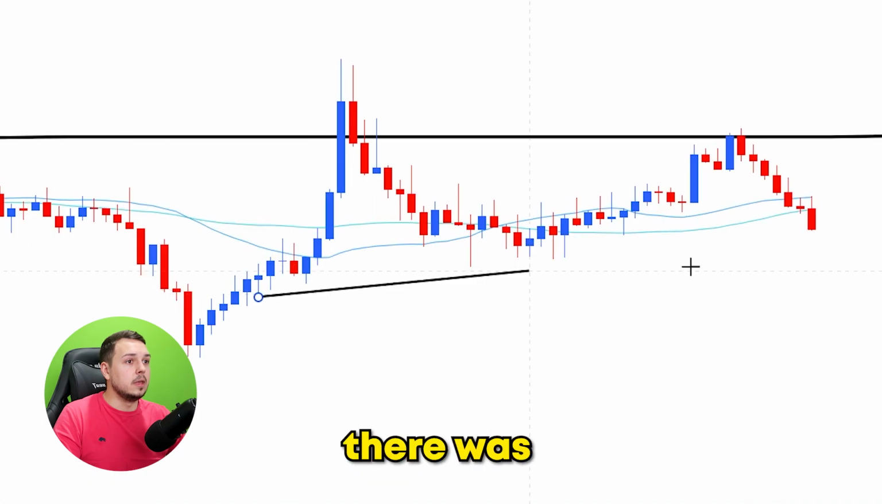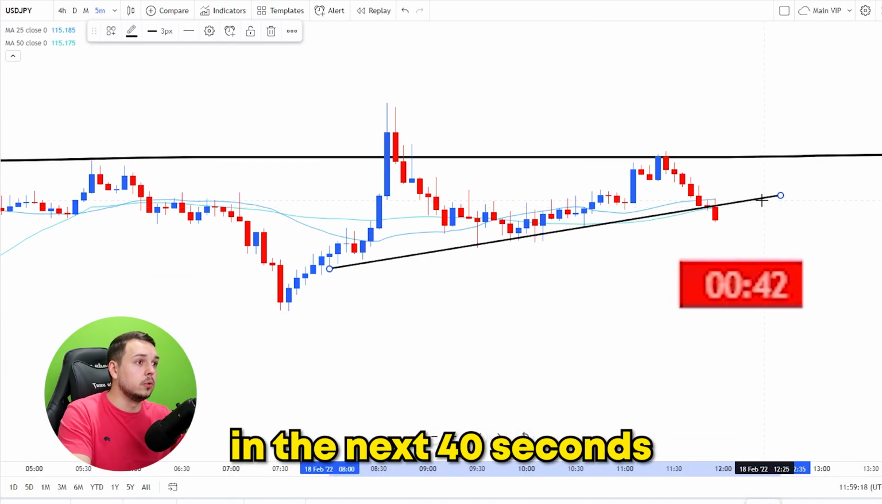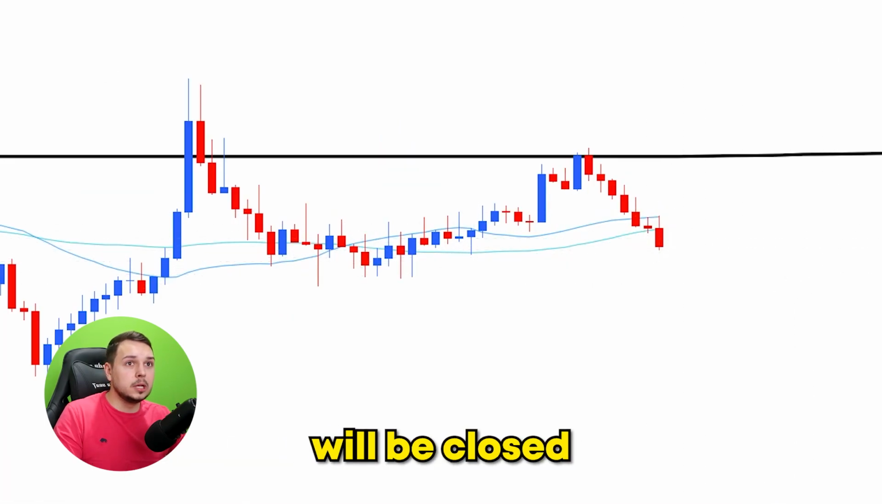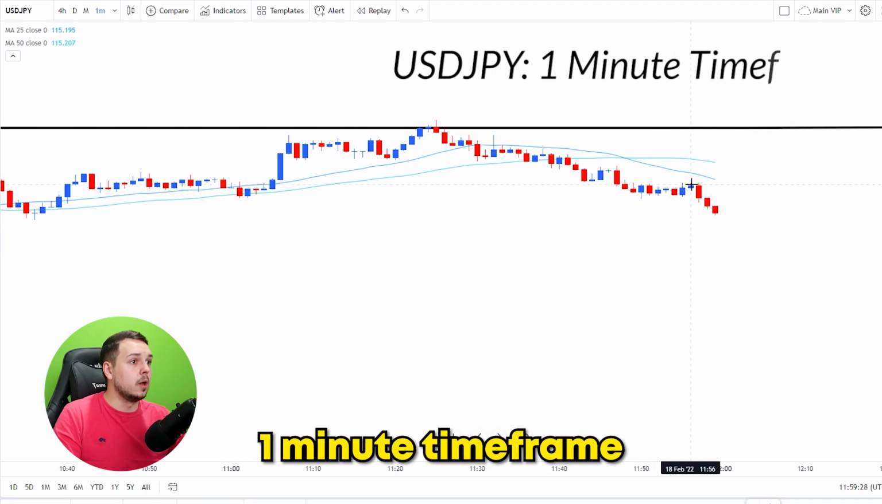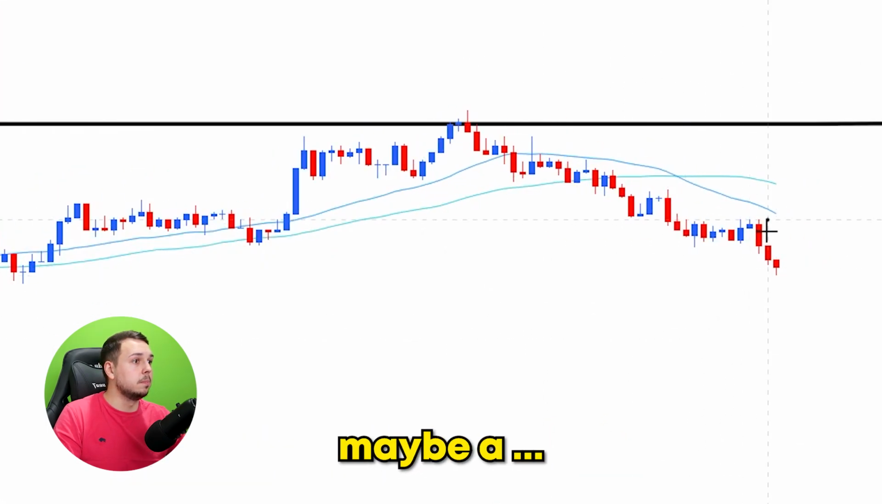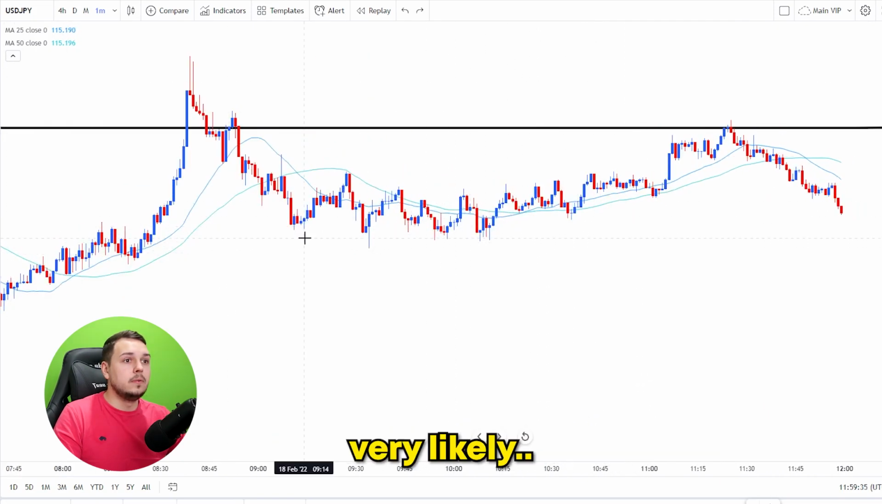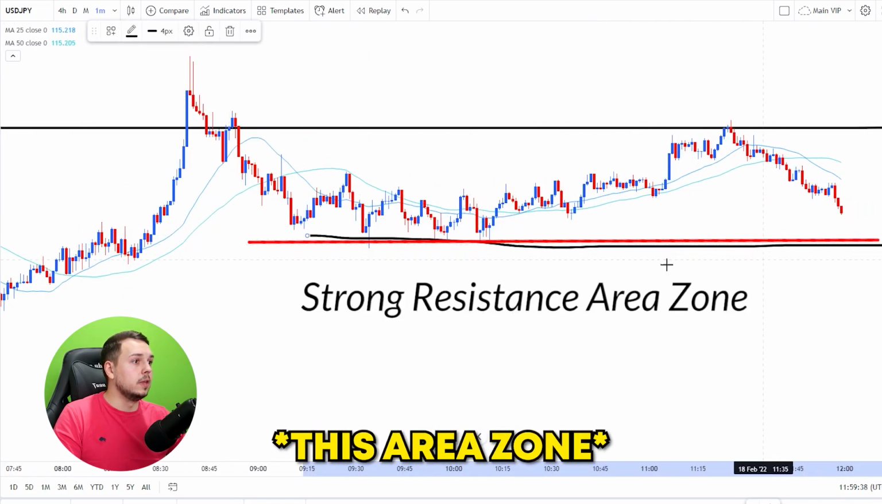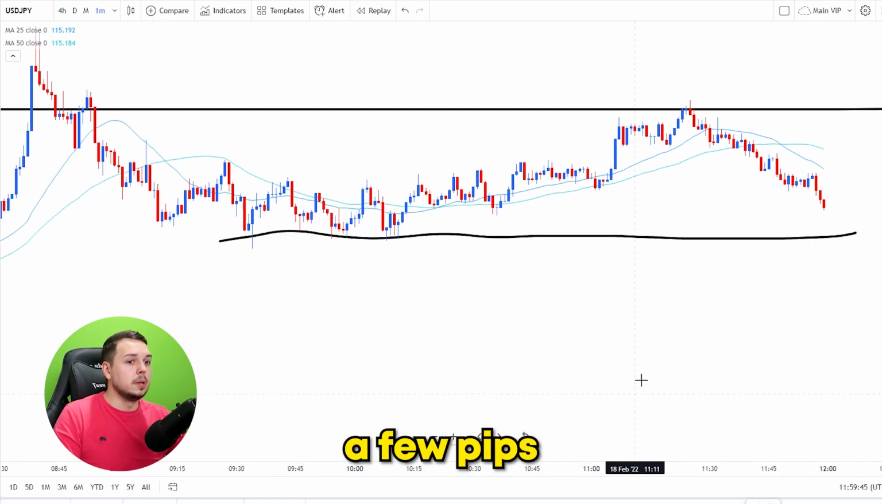We can also see that there was a nice trend over here, which is now being broken. In the next 40 seconds, this candlestick will be closed and it will be a nice bearish trade. As you can see, the 1-minute time frame is shooting towards the downside, maybe a push exhaustion push scenario, but we can definitely enter this trade. Very likely the trade will bounce off this area zone just over here, so we can definitely make a few pips here and there.